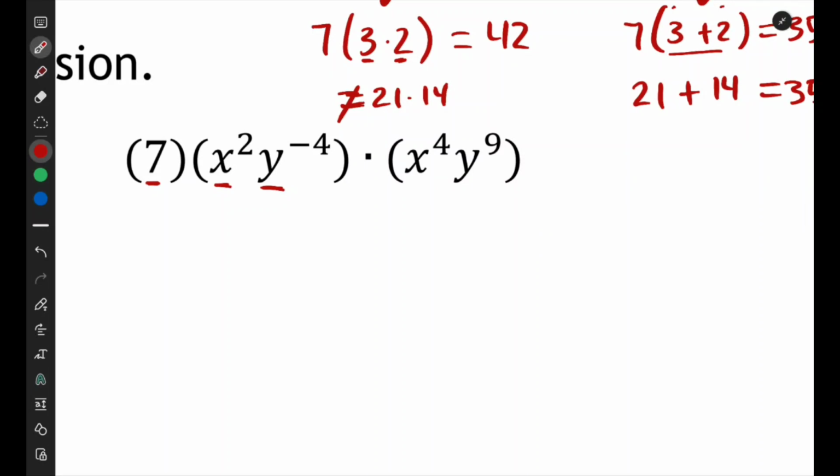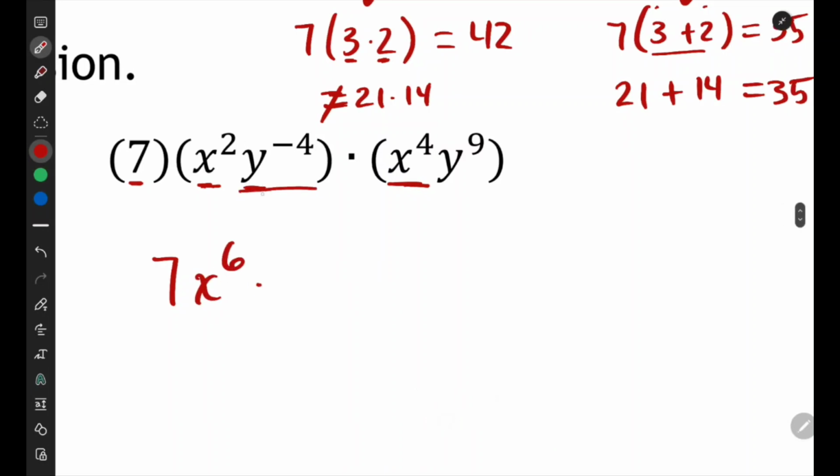All of that said, I just have a single value of 7 that's going to lead this. And then it's just multiplication. I've got x to the 2nd times x to the 4th, which is going to be x to the 6th power. And then I have this y to the negative 4th times y to the positive 9th, which is going to be y to the 5th power. So that should be our answer for part A. 7x to the 6th, y to the 5th.